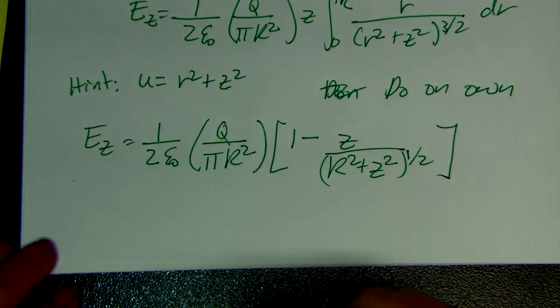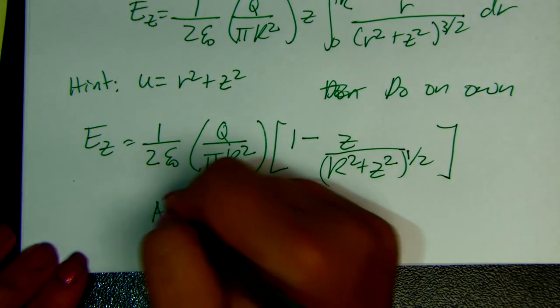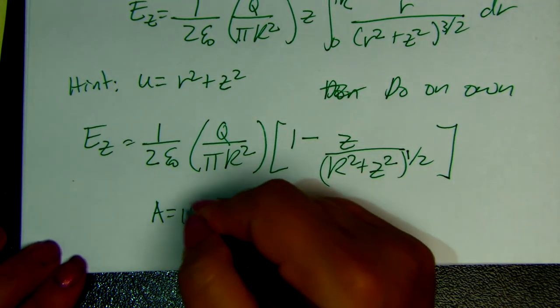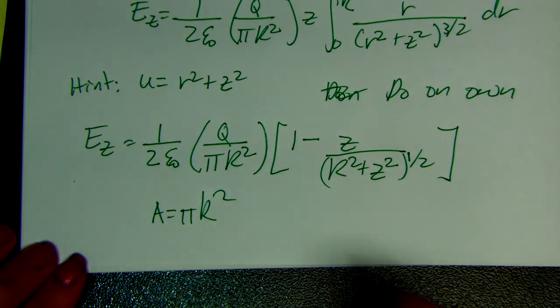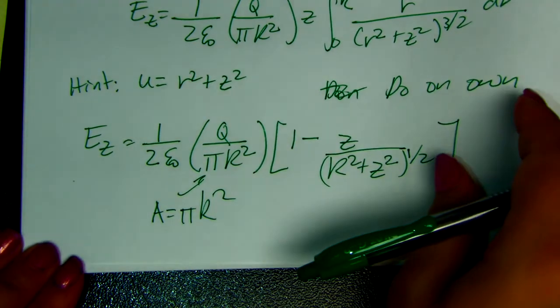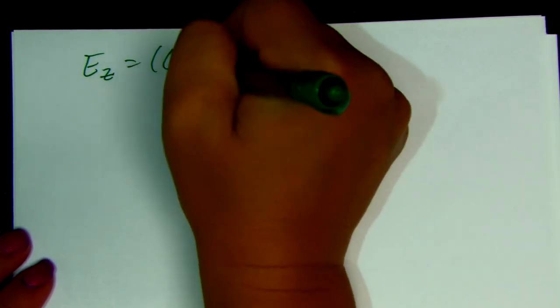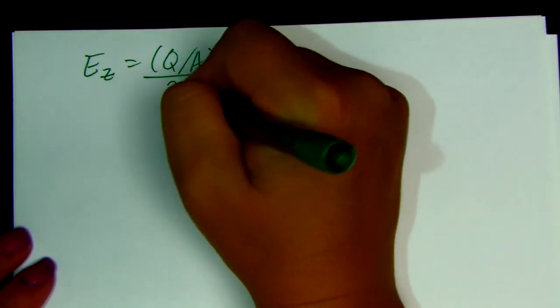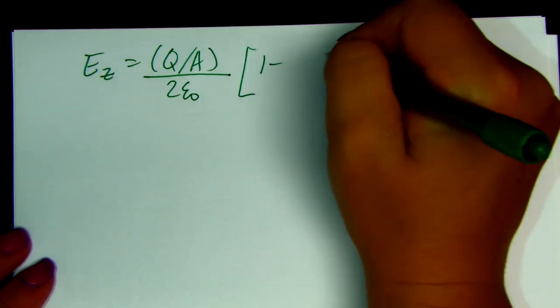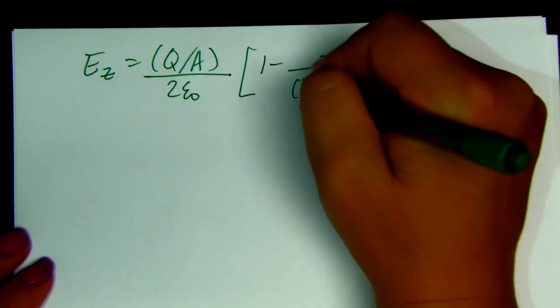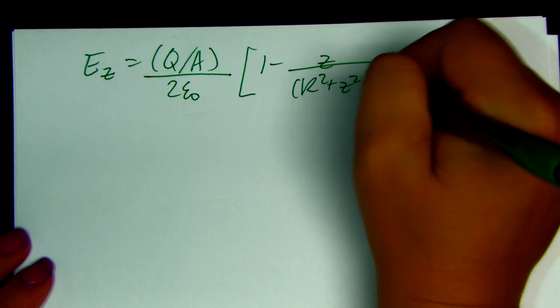And we can make this a little bit more simplified. So we know that the area of a circle is equal to pi R squared, so we can chunk that in right there. And we see that E sub Z is equal to Q over A divided by 2 epsilon naught, times 1 minus Z over R squared plus Z squared to the power of 1/2.